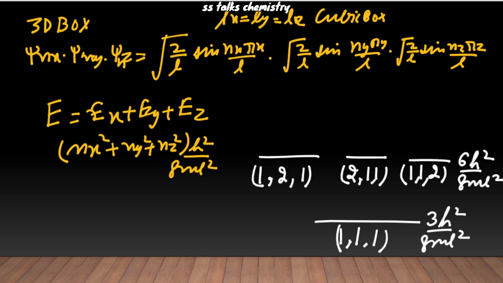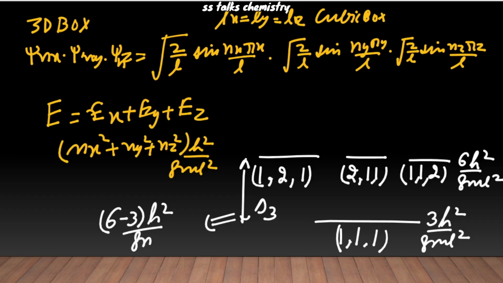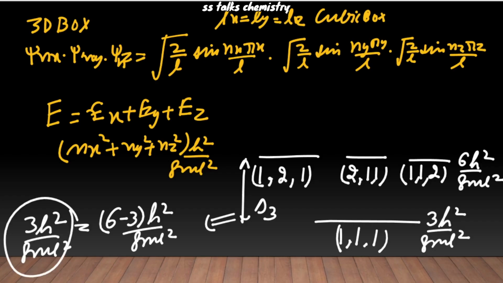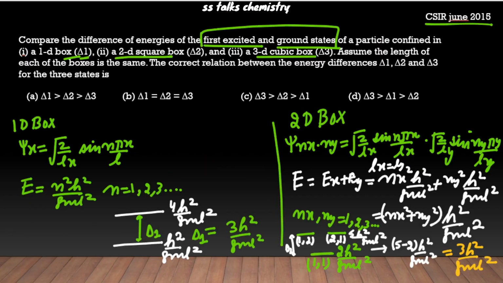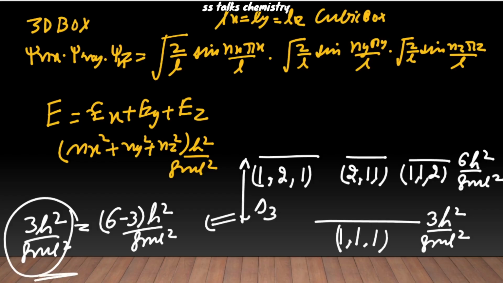Now this gap between these two levels, this is delta 3, that is again coming out to be 6 minus 3 into h square upon 8 ml square of it. So that is equal to 3h square upon 8 ml square. So this is the gap that we are obtaining. So here you see delta 1 that we have obtained is 3h square upon 8 ml square. Delta 2 is also 3h square upon 8 ml square. And delta 3 also you have obtained to be 3h square upon 8 ml square.